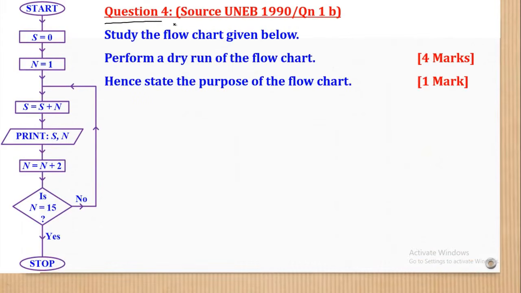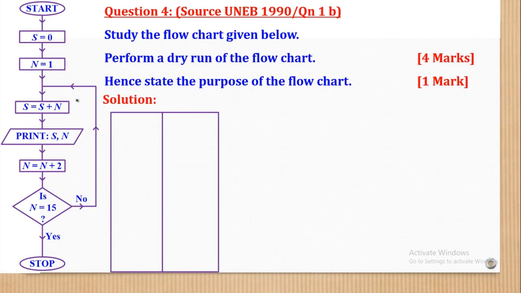Now we shall go to question 4, which came from UNEB 1990, paper 2, question 1b. It says study the flowchart given below, then perform a dry run for the flowchart and hence state the purpose of the flowchart. So this is the flowchart which is given. So the first thing to do is performing the dry run. Performing the dry run means you tabulate the values, and the changing values are n and s.